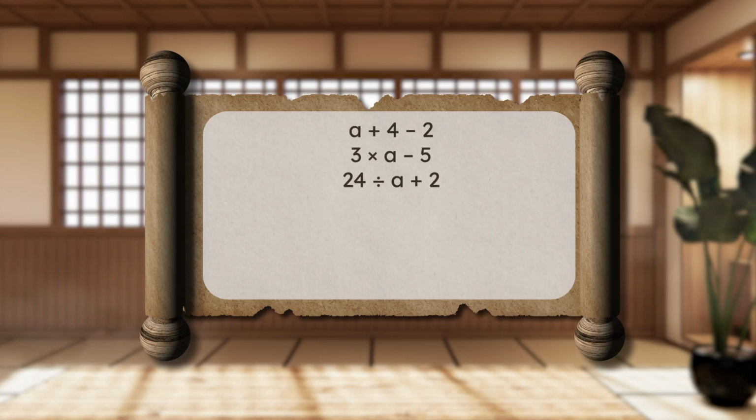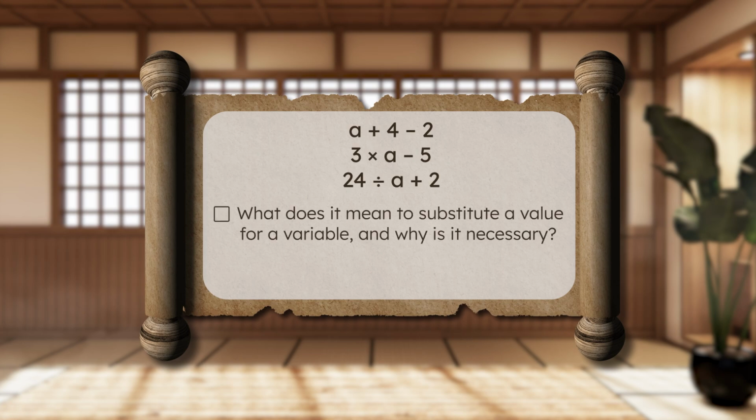A plus 4 minus 2. 3 times A minus 5. And 24 divided by A plus 2. What does it mean to substitute a value for a variable, and why is it necessary? Evaluate each expression if A equals 6. Study well. The path to mastery begins now.